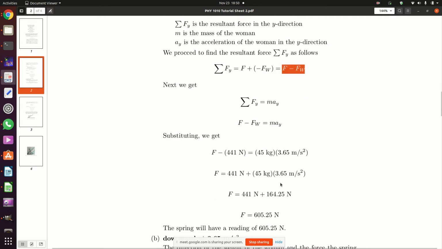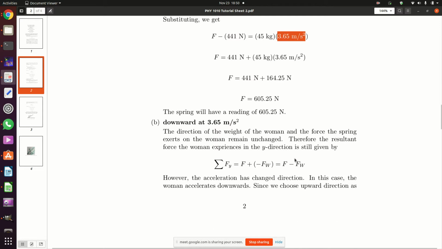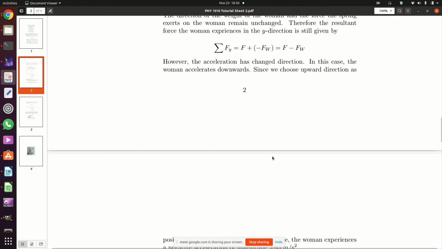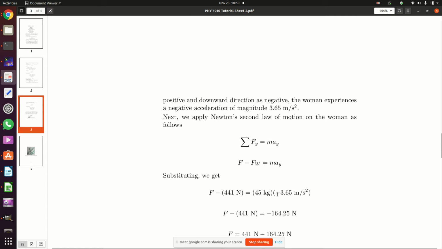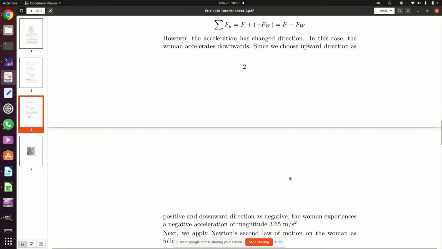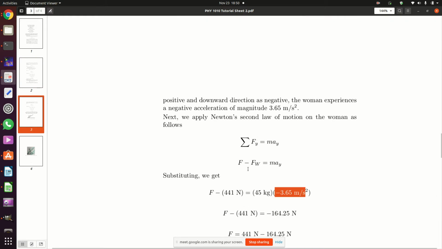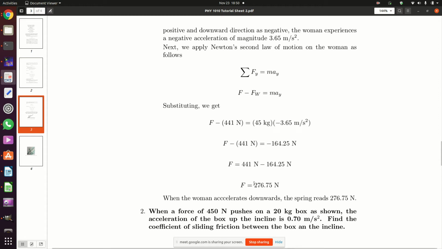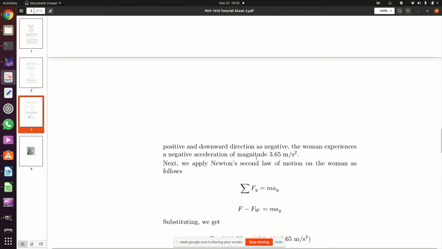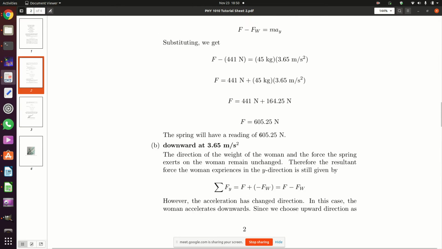The only thing which changes whether you're going up or down is the acceleration. If you're going up, then your acceleration is positive. That's why we ended up using a positive acceleration value here. In this other case, because it's going down, we ended up using a negative value of acceleration, and we have found different values of the spring readings like this and there. Okay.